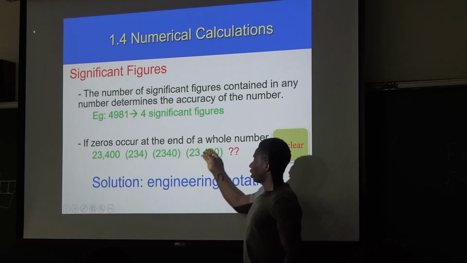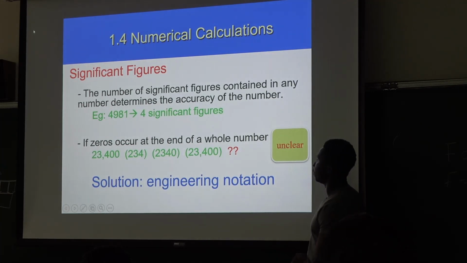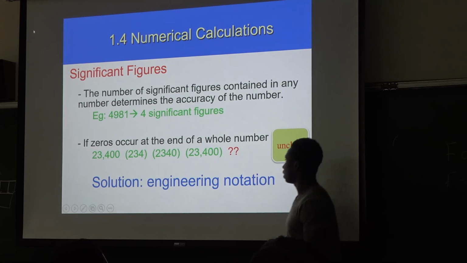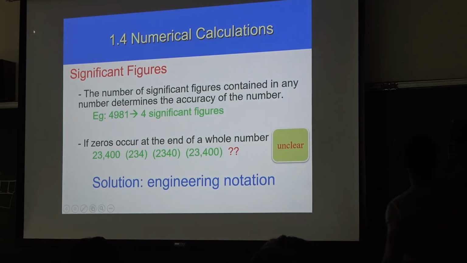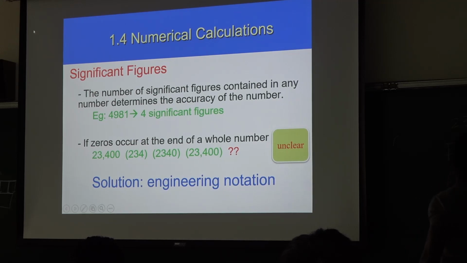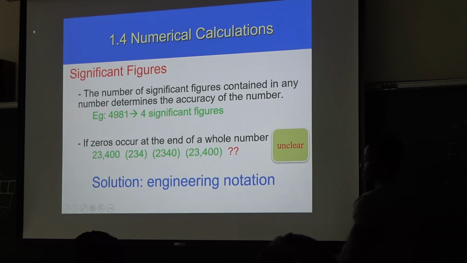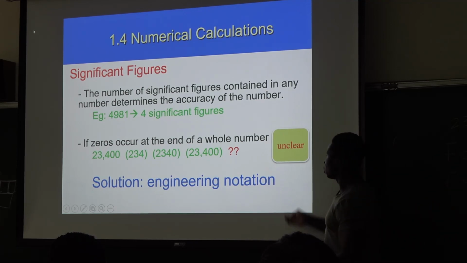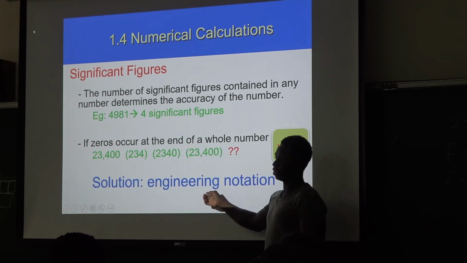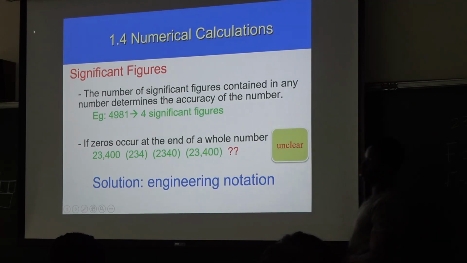But here we have a question, it says, if zeros occur at the end of a number, then how do we overcome this repetition? So for example, maybe you have something like, okay, like with a lot of zeros. As an engineer, you probably don't want to repeat the process of writing so many zeros, right? So how do we solve this problem? So that is where the engineering notation comes into play.